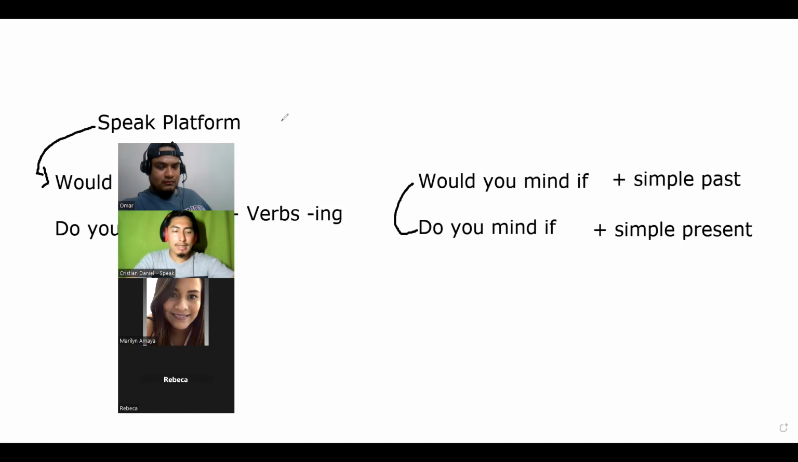It's good if you have some idea about these topics, okay? But they are not on the platform. So we are not going to practice at least those topics on the platform. Thank God. But try to practice, everybody: would you mind and do you mind and the use of verbs in ing form.